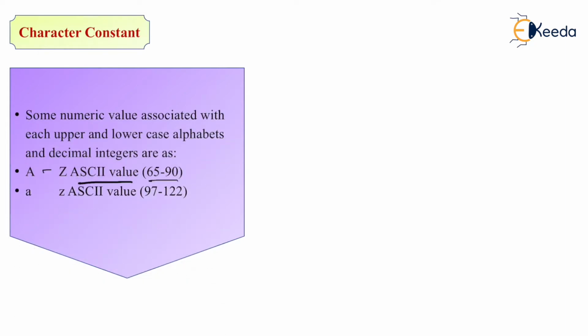Then for small a to z, the ASCII value is 97 to 122. Then for 0 to 9, the ASCII value is 48 to 57. And for semicolon, the ASCII value is 59. So there are multiple values for each lowercase and uppercase defined by the ASCII standard.